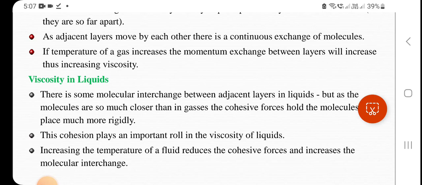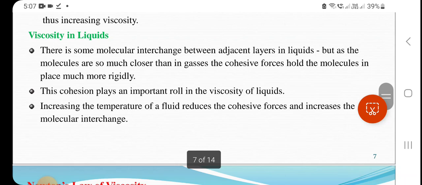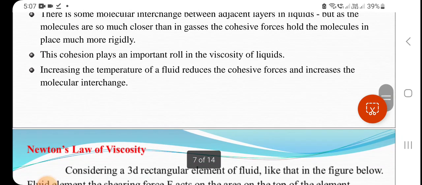Viscosity in liquids. There is some molecular interchange between adjacent layers in liquids, but as the molecules are so much closer than in gases, the cohesive forces hold the molecules in place much more rigidly. This cohesion plays an important role in the viscosity of liquids. Increasing the temperature of a fluid reduces the cohesive force and increases the molecular interchange.